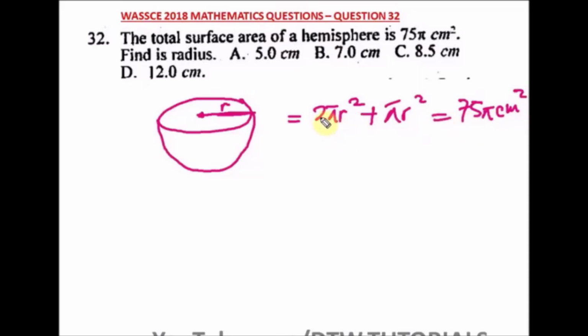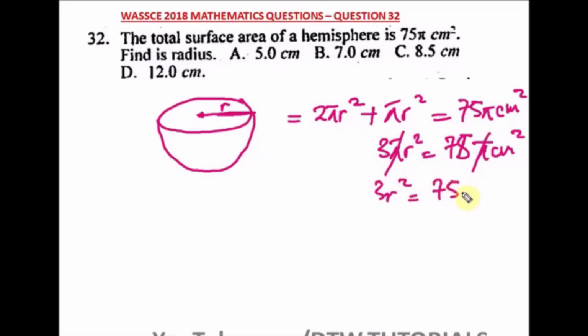Okay, so all we need to do is just equate this together. In equating this, we have a 2 plus a 1, the same variable here. So we have 3 pi r square equal to 75 pi centimeter square. From here pi can cancel out pi, and we're left with 3r square equal to 75. Okay, and we can divide both sides by 3.